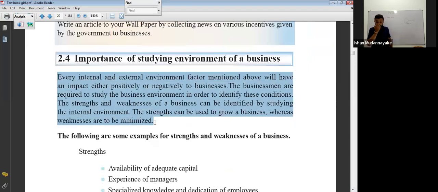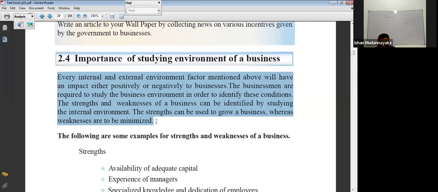The importance of studying the environment of a business. Every internal and external environment factor mentioned above will have an impact, either positively or negatively, on businesses. The businessmen are required to study the business environment in order to identify these conditions. The strengths and the weaknesses of a business can be identified by studying the internal environment. The strengths can be used to grow a business, whereas weaknesses are to be minimized.